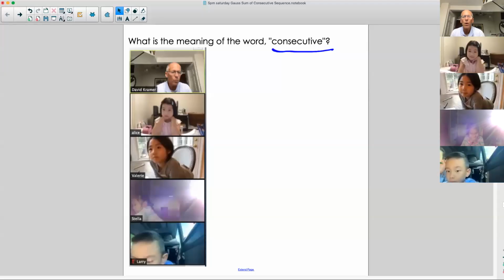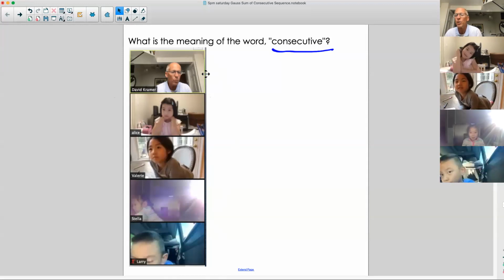Okay, good. So this is a group of people. We've got David, Alice, Valerie, Stella, and Larry. Now, if I said, who are consecutive people? You would say, well, David, followed by Alice, followed by Valerie, followed by Stella, followed by Larry. Those are consecutive people.